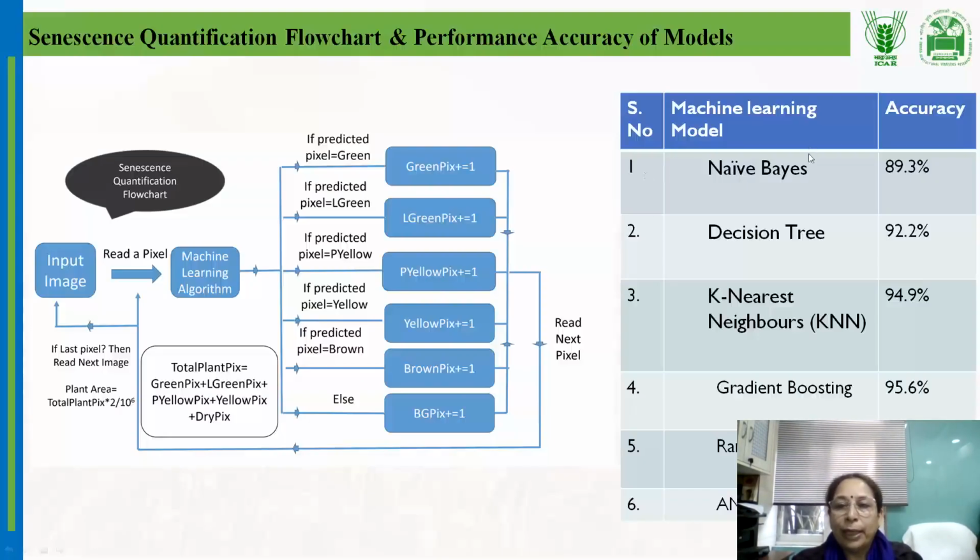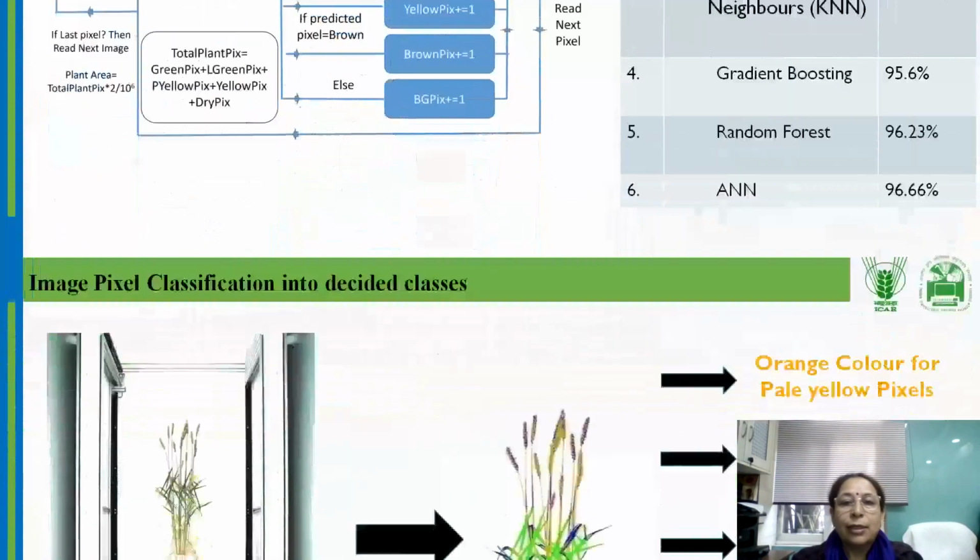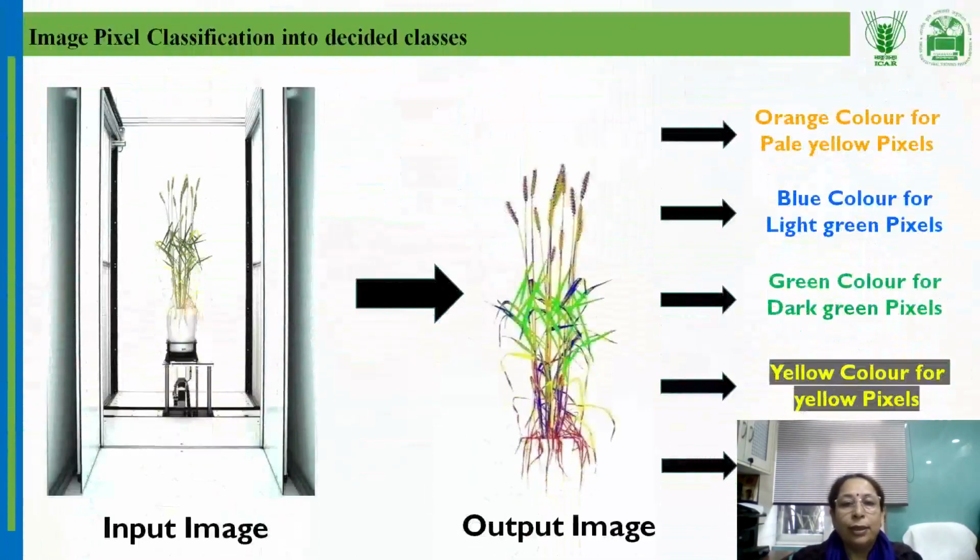Then when we applied different machine learning models, many were giving good accuracy, but at the same time ANN was performing best, with almost 96% and 97% accuracy for the classification of pixels into the different classes we have considered.